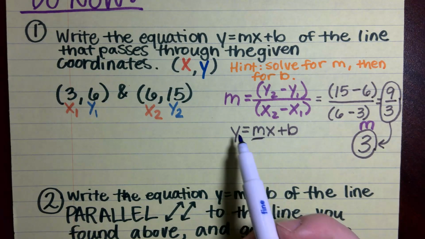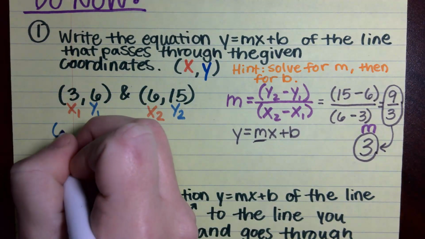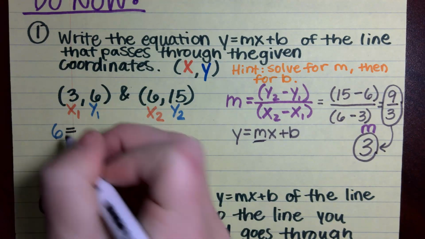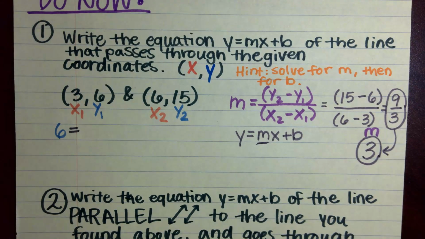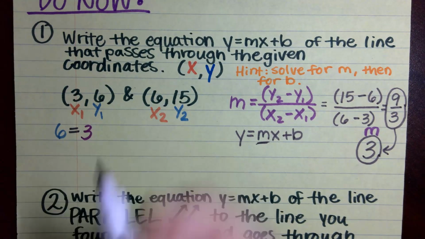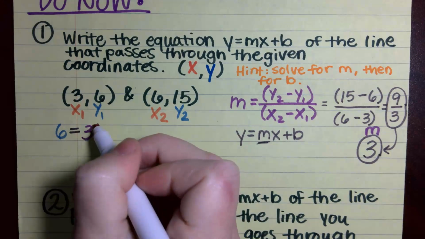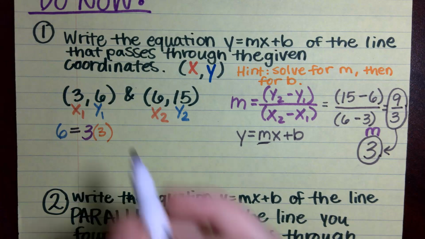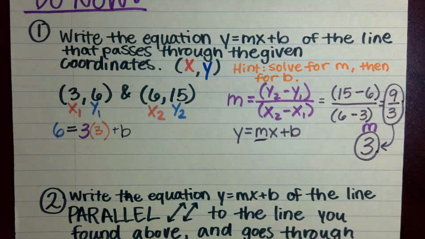I know I'm going to do y equals, so I'm going to write 6 equals, my m was 3, and then I need to plug in my x value. What's that? 3. Good. And then I don't have a b value yet. I don't know my y-intercept. So I've got 6 equals 3 times 3 plus b.